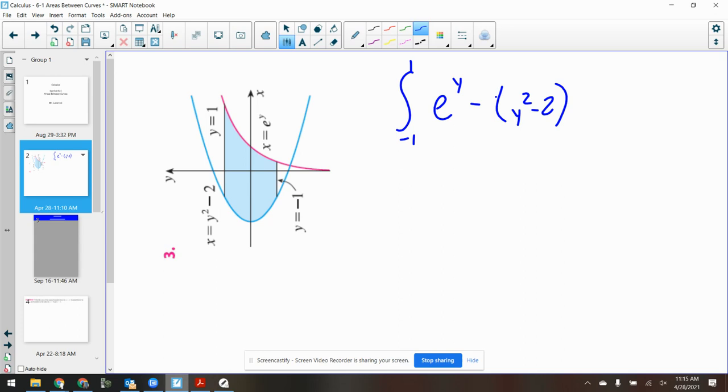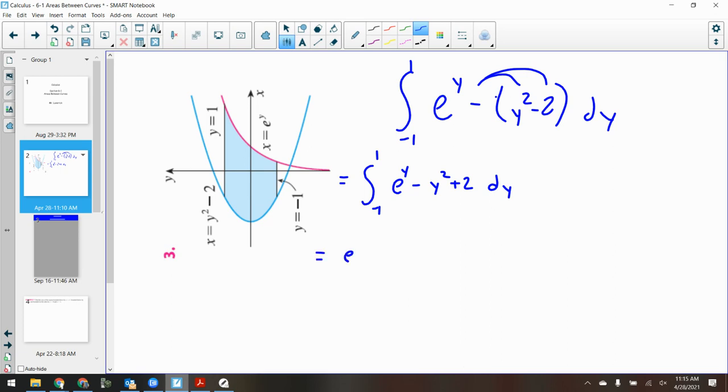All right, so now we distribute the negative. I forgot dy. Whatever. So we have, this is -1 to 1, e to the y minus y squared plus 2 dy. And now I find the antiderivative, which means that's e to the y minus y to the third over 3 plus 2y from -1 to 1. Just double check my answers here. My number 3, e to the y minus y to the third over 3 plus 2y.